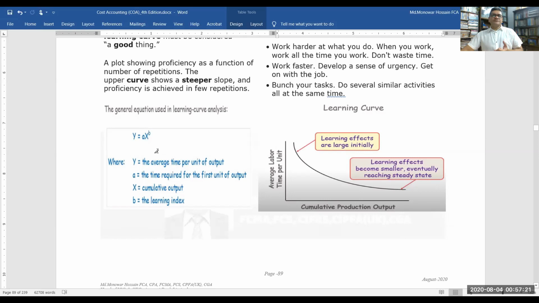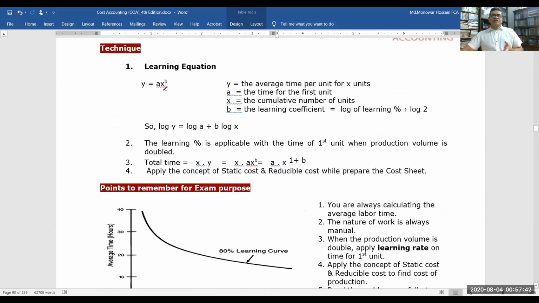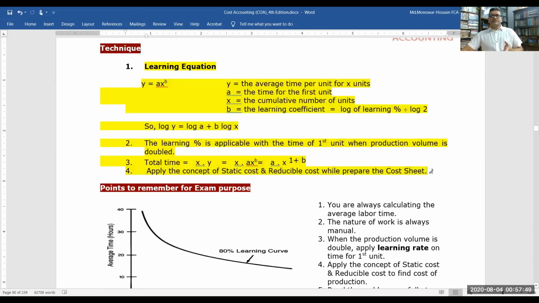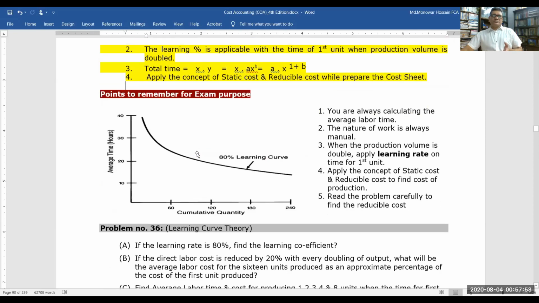Look here, y equals a x to the power b, where y is the average time per unit for output, a is the time required for the first unit of output, x is the cumulative output, and b is the learning index. So this is the learning equation. Through this equation, we can solve the learning curve theory's problems.